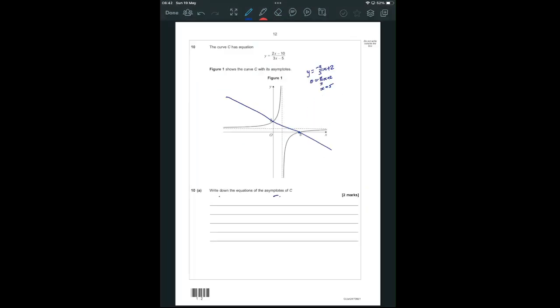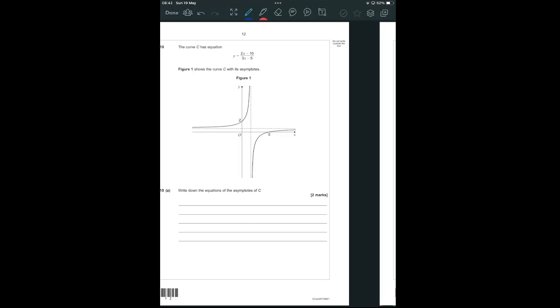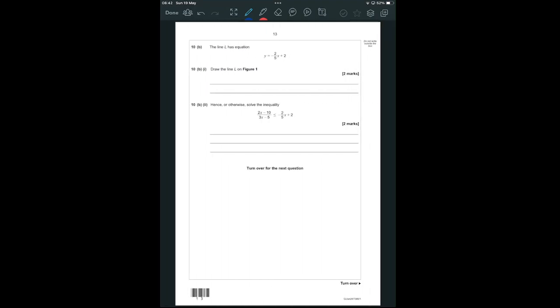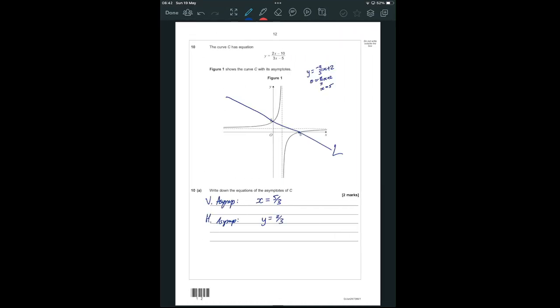So that's my line, and I'm going to call it L. Question: called it L. Hence or otherwise, solve the inequality. So that's really saying that C is below L. And it's quite nice because I already know the x values where these two things intersect. So that was really smart of the examiner.